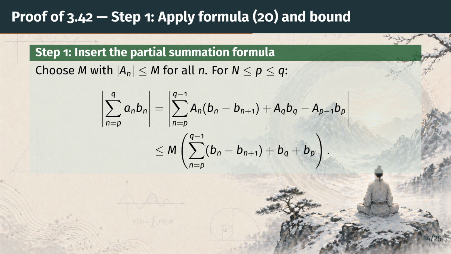Here is the crucial point, which I want you to watch on the slide. Because b sub n is decreasing, each difference b sub n minus b sub n plus 1 is non-negative. That is what lets us pull the absolute value inside and replace each term by its size without sign cancellation working against us. Next, we evaluate that bracket.